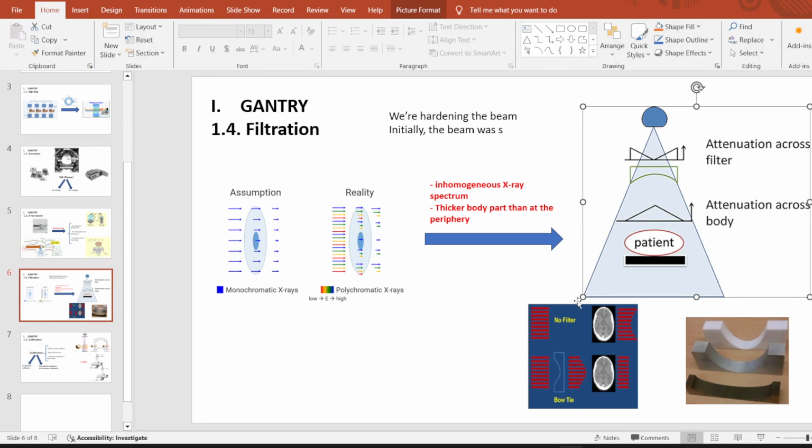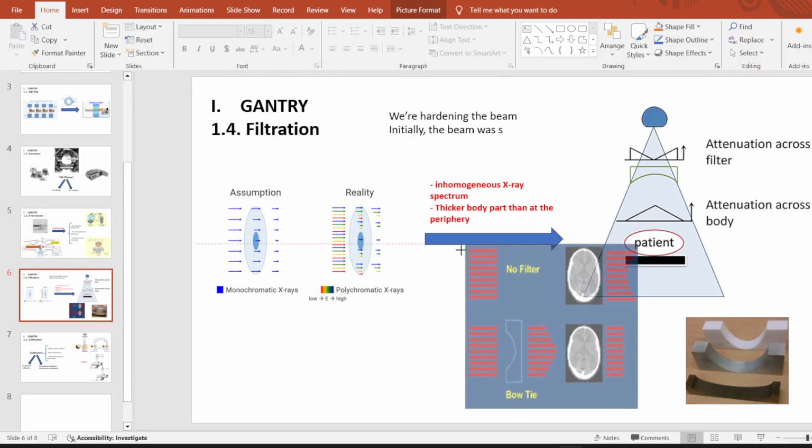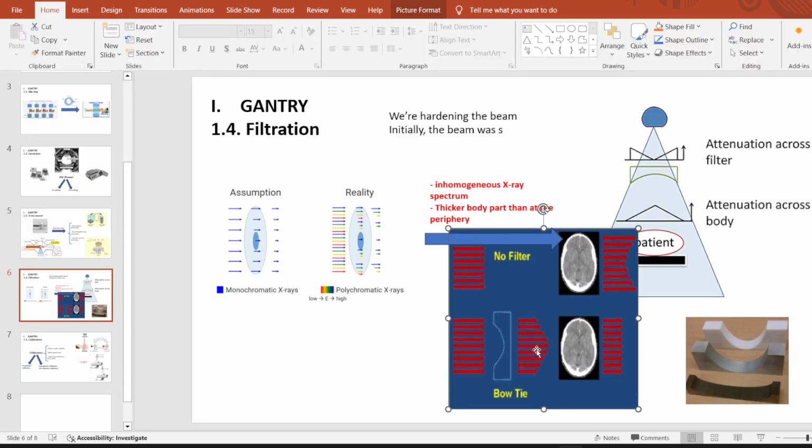So we use it just like that. You decrease the outside of the X-ray beam, right? And after it goes through the body, everything will be the same, right, my friend? Can you get it?